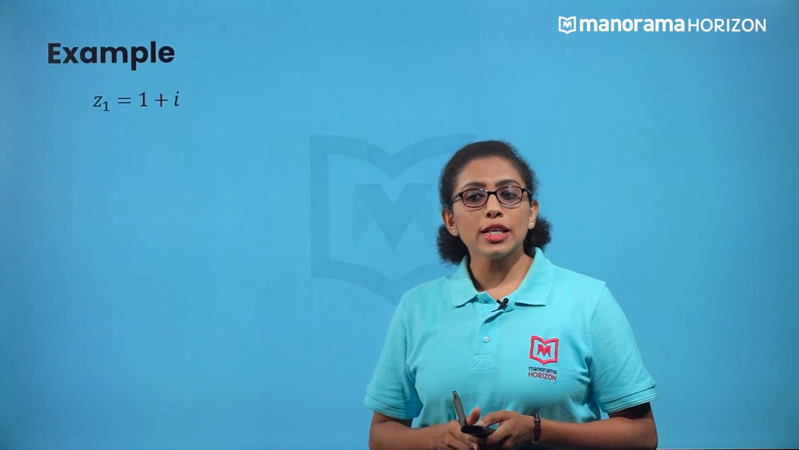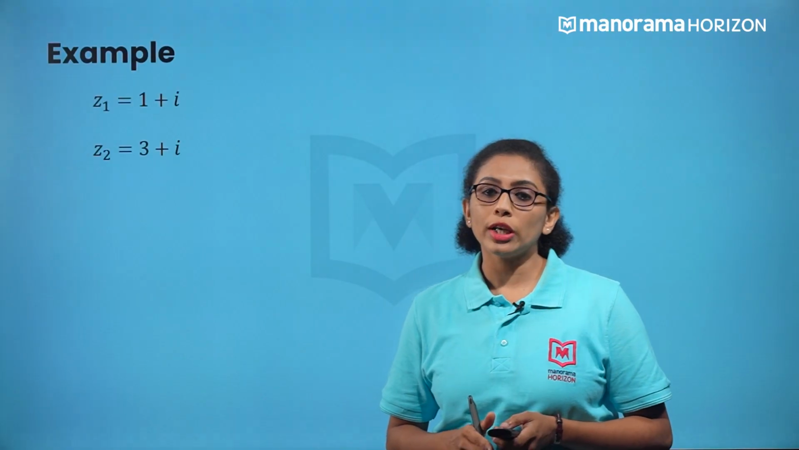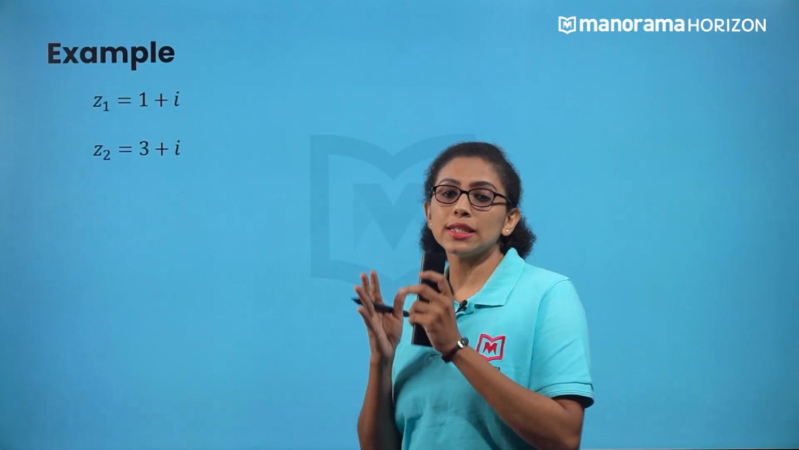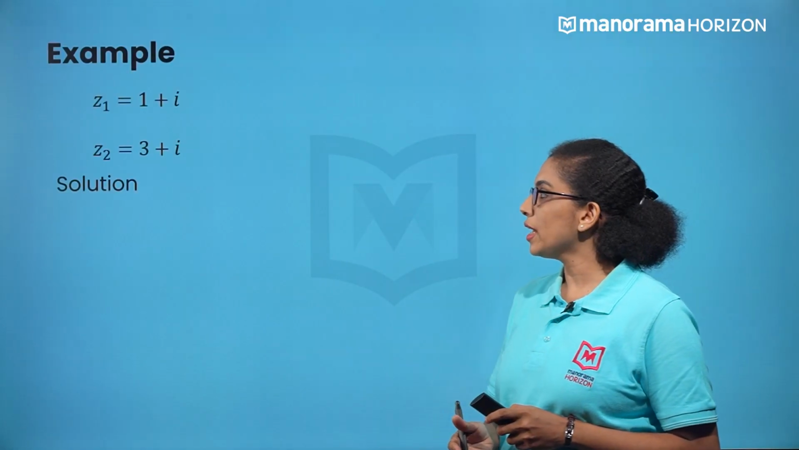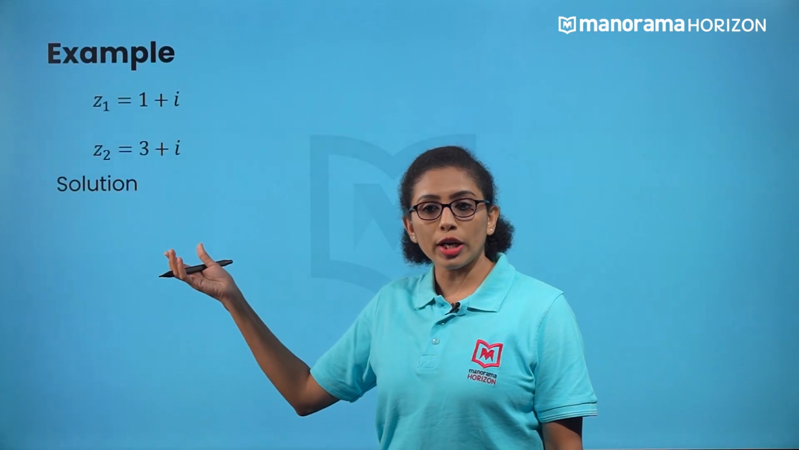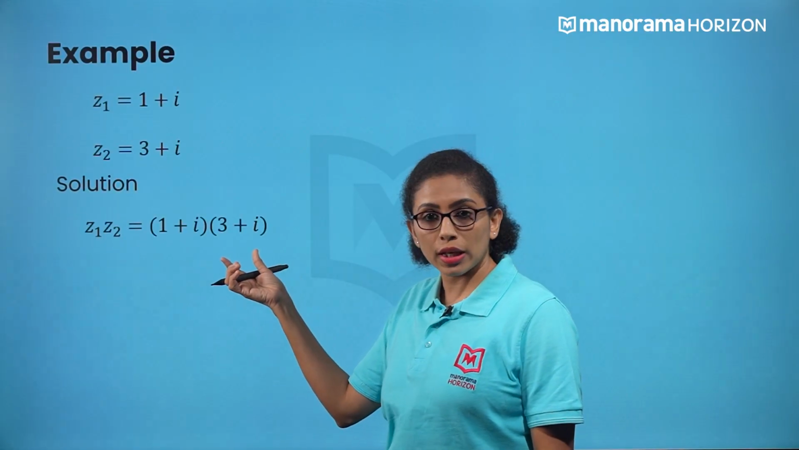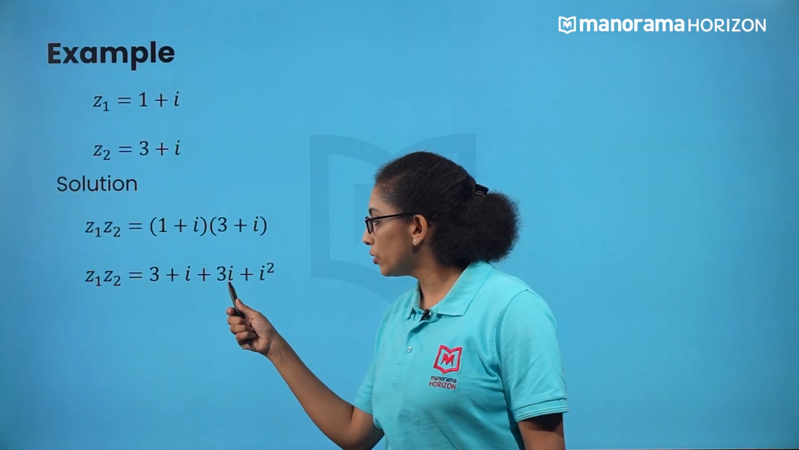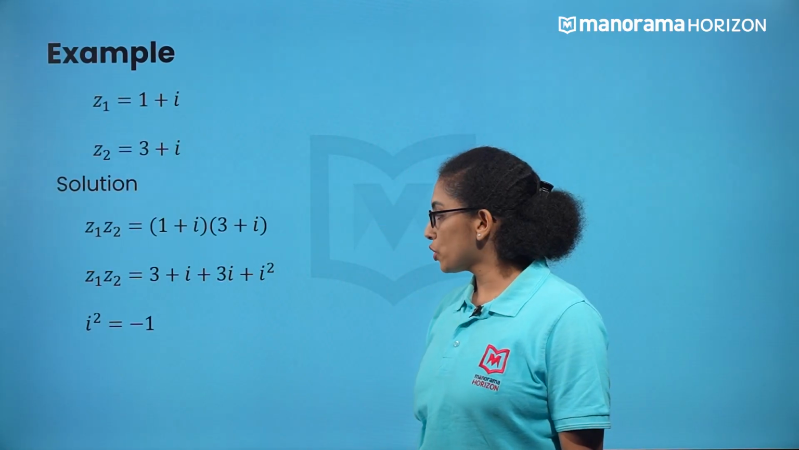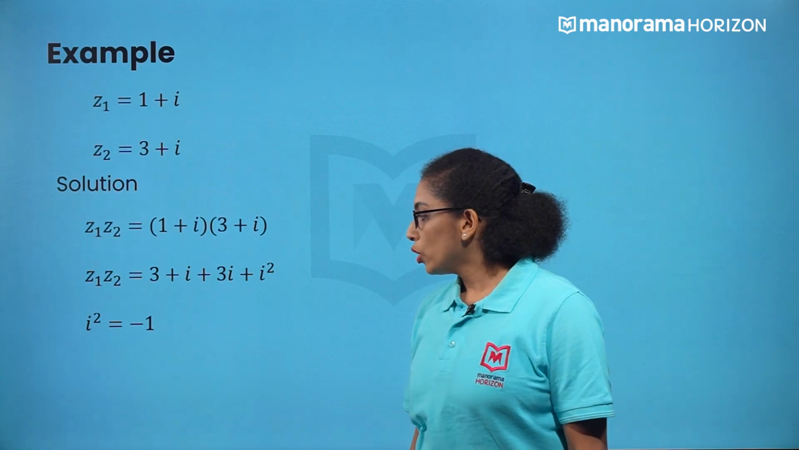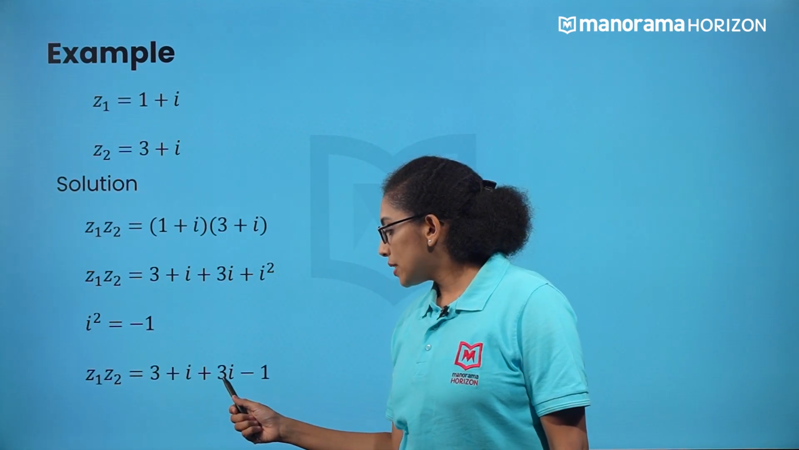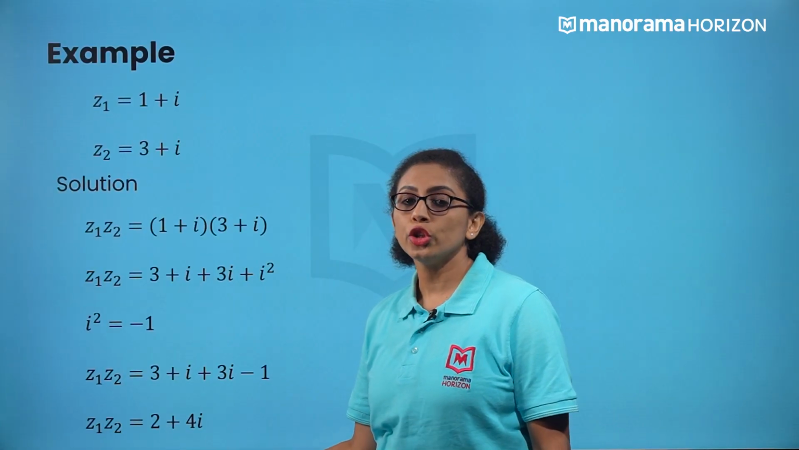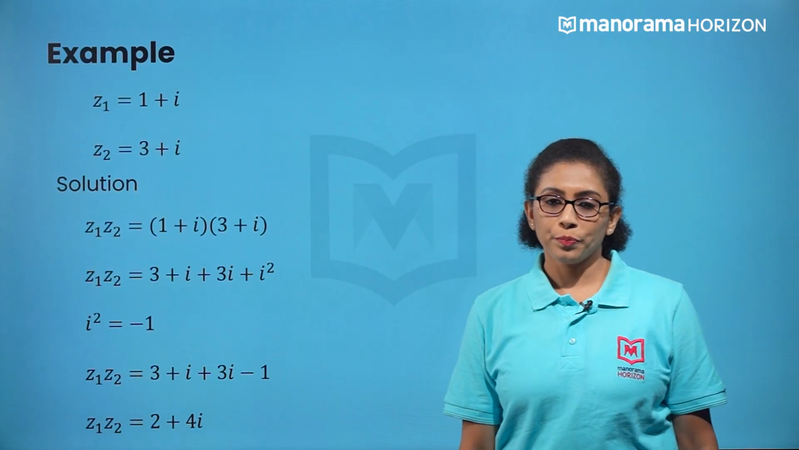Now, let's see the examples related to product of two complex numbers. We have Z1 is equal to 1 plus I, Z2 is equal to 3 plus I. Now, our aim is to multiply these two complex numbers. So, we get Z1 into Z2 is equal to 1 plus I into 3 plus I. Now, taking inside, we get 3 plus I plus 3I plus I square. Again, substituting I square is equal to minus 1, we get 3 plus I plus 3I minus 1. Now, rearranging, we get the final result as 2 plus 4i. Alright.